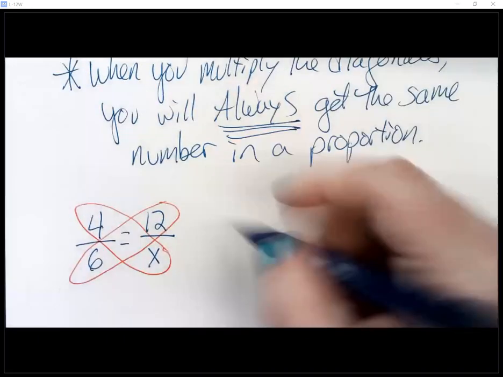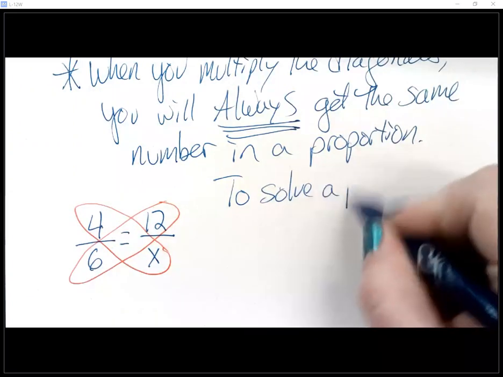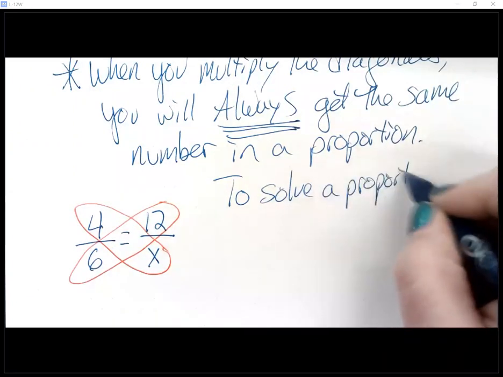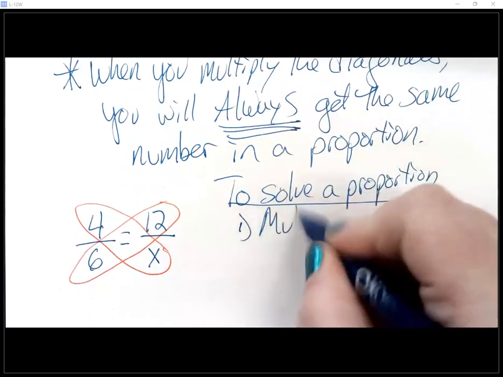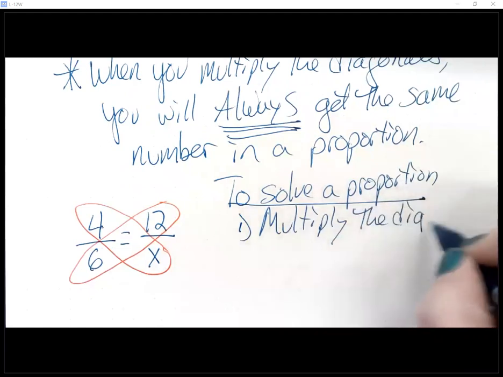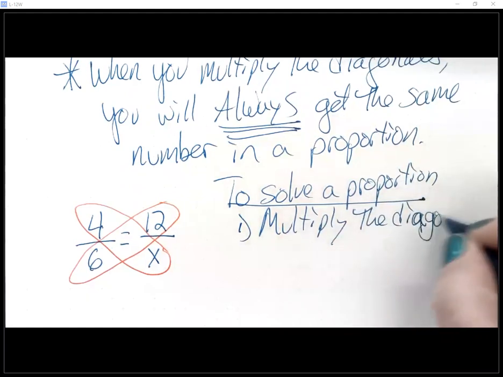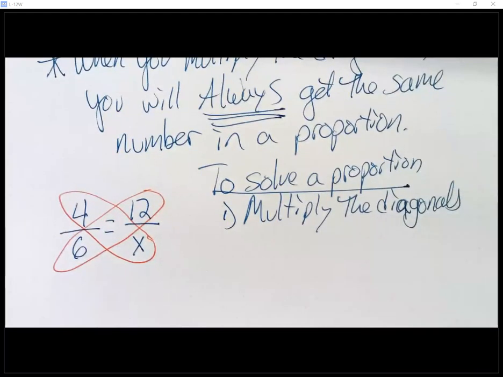So let me give some step-by-steps at the same time. To solve a proportion, multiply the diagonals. On one side, if I do 12 times 6, that's, I don't even know, 72.